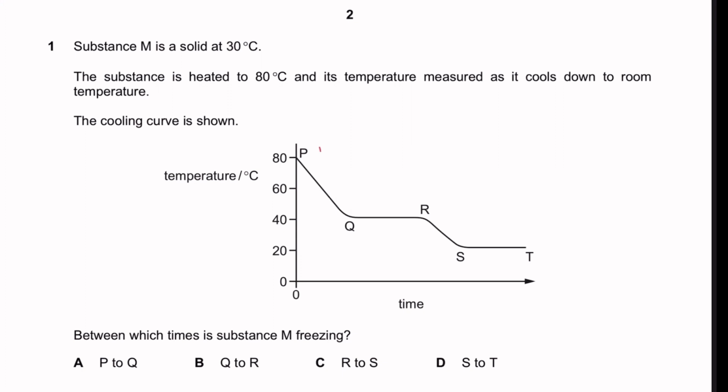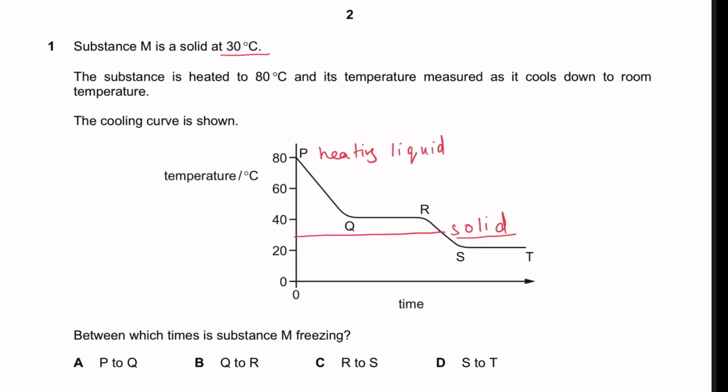So at 80 Celsius, substance M is heated, and it says at 30 Celsius substance M is a solid. So at 80 Celsius it's a liquid, and at 30 Celsius it becomes a solid. So what happens when a liquid changes to a solid? When you freeze a liquid, it changes to a solid.